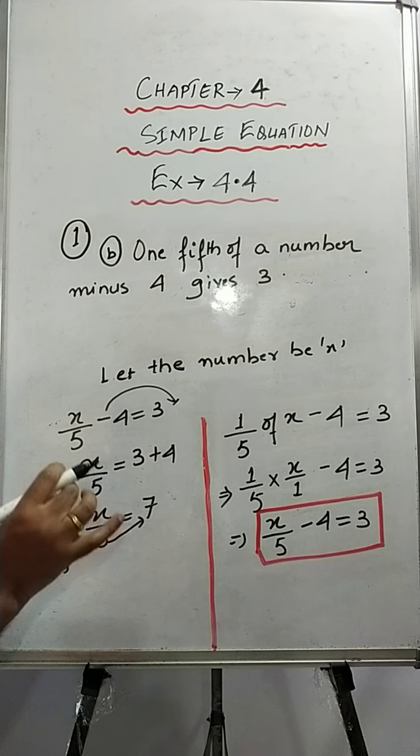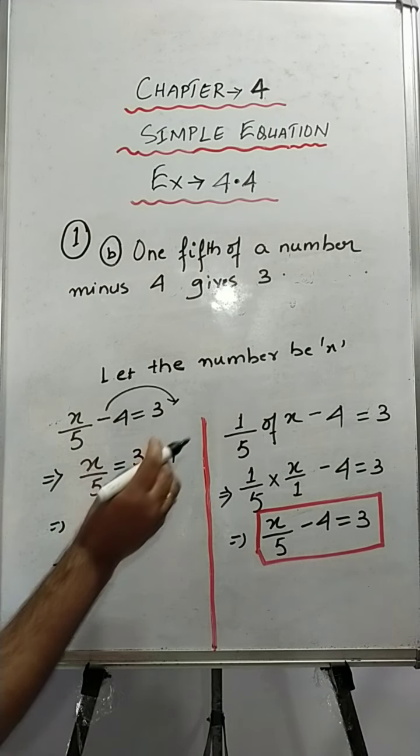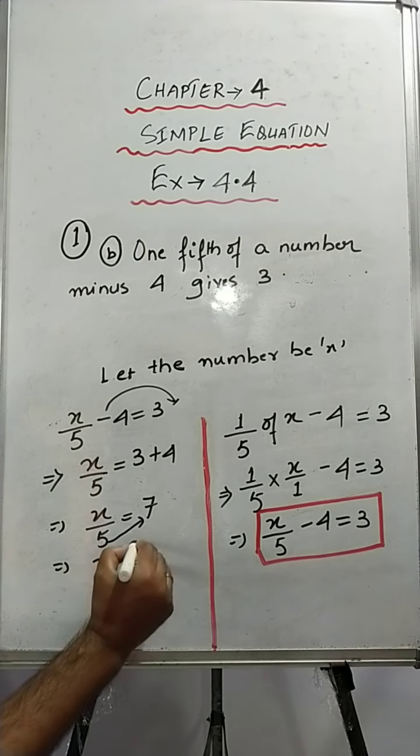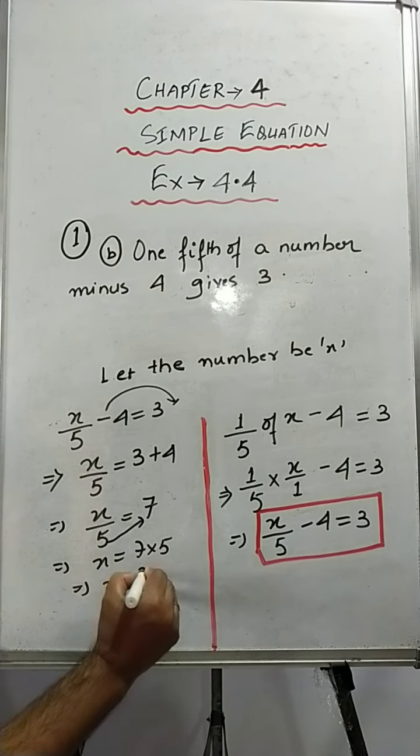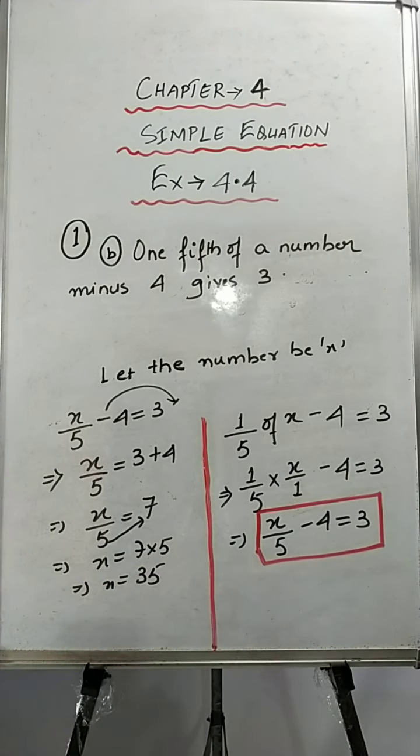Now finally we have to transpose this 5 towards the right hand side. So it is in the division form. When it goes to the right hand side, it will become multiplication. So x would be equal to 35. So your unknown required number is 35. So this is the solution of sum number B of question number 1, students. Okay, so let's move on to sum number C.